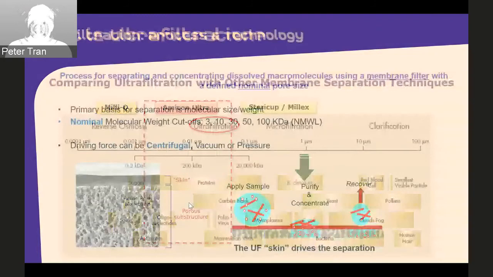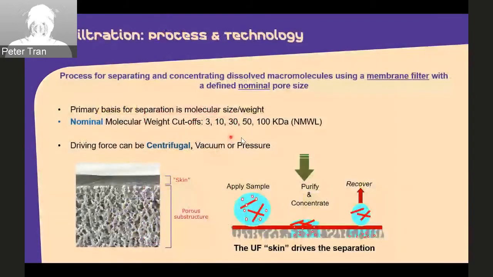There are different molecular weight cutoffs available from 3 to 100 kilodalton, and they can be based on centrifuge, vacuum or pressure, just to push the sample through the filter. The molecules that are larger than the pore size will be retained on the filter, right?